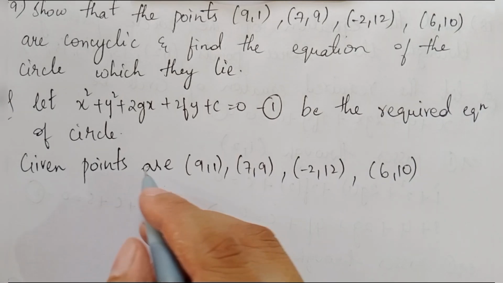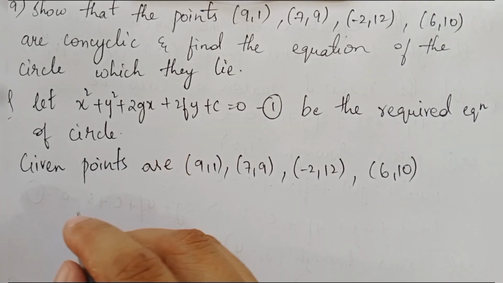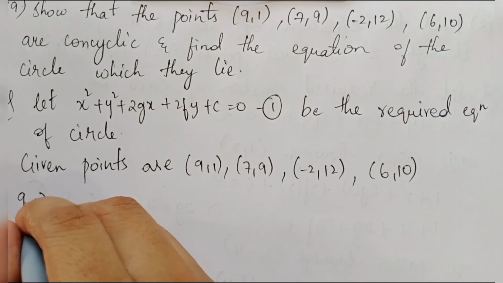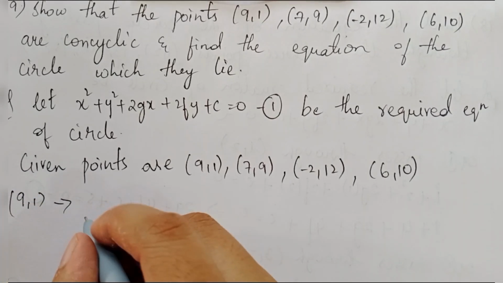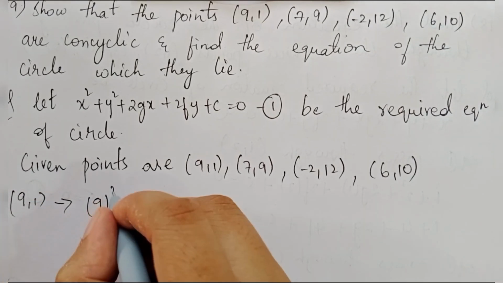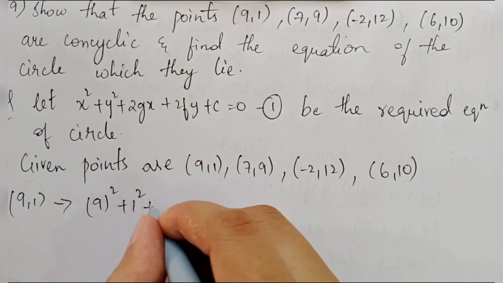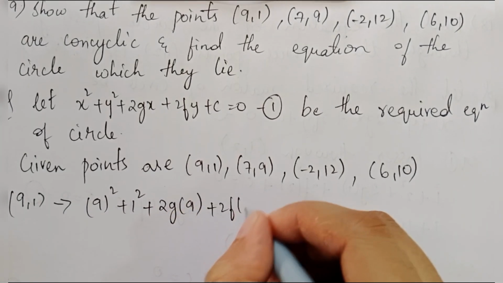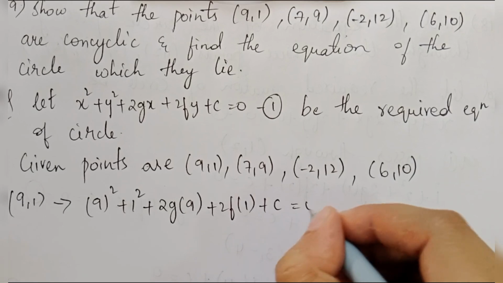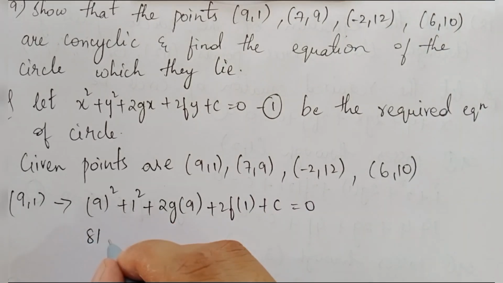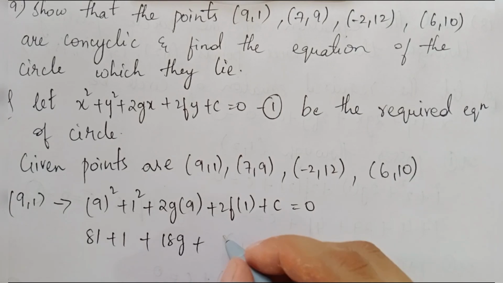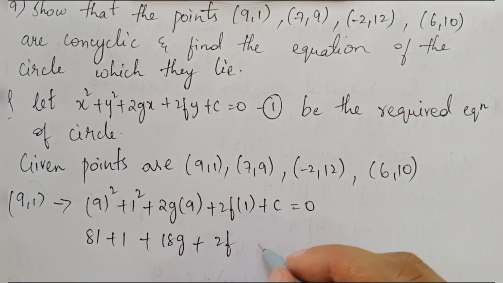So it passes through this point. I am going to substitute all the points one by one. First we'll substitute (9, 1). So we'll get 9 square plus 1 square plus 2g into 9 plus 2f into 1 plus c equals 0. So this is 81 plus 1 plus 2 nines are 18g plus 2f into 1 is 2f plus c equals 0.